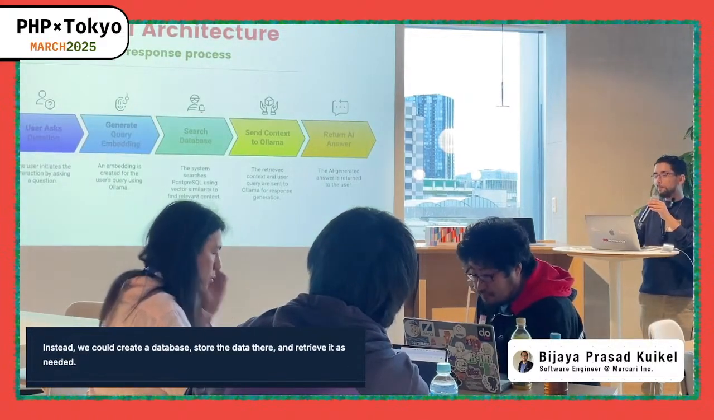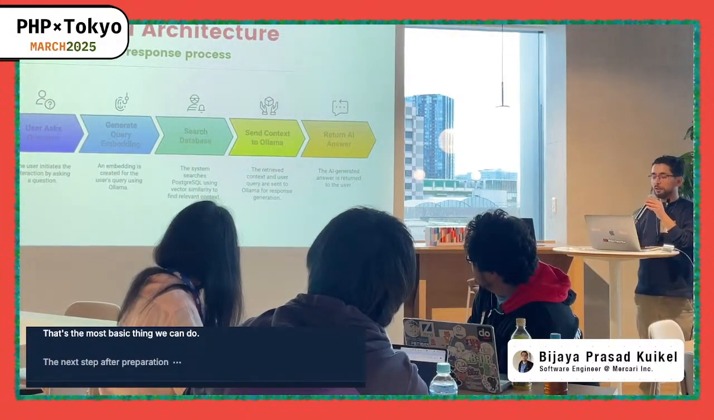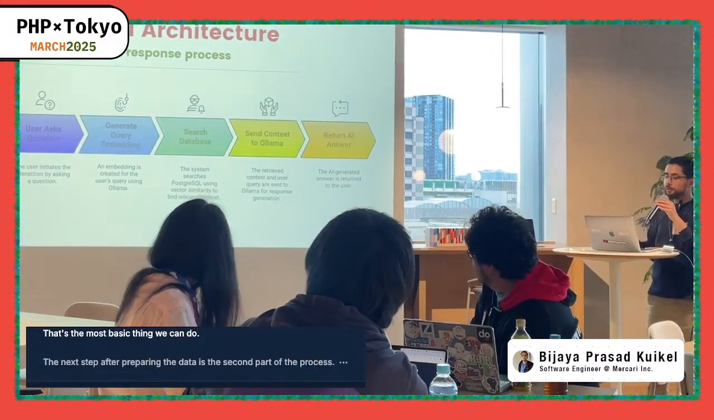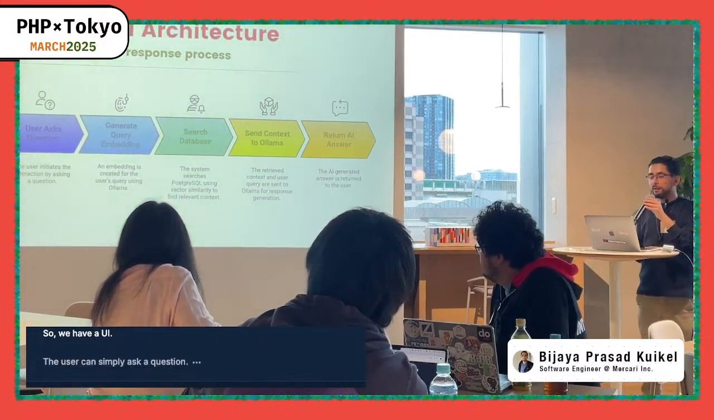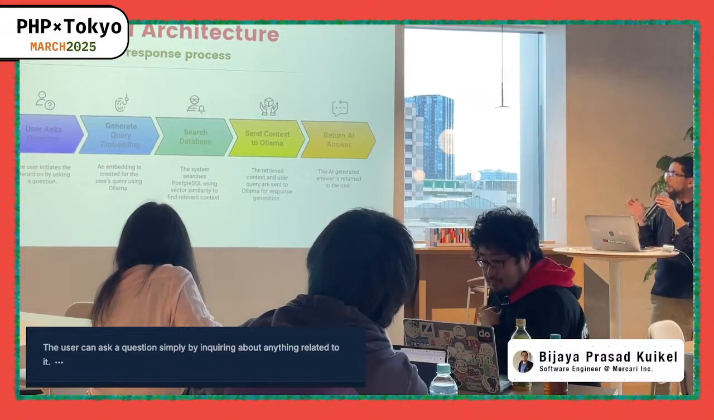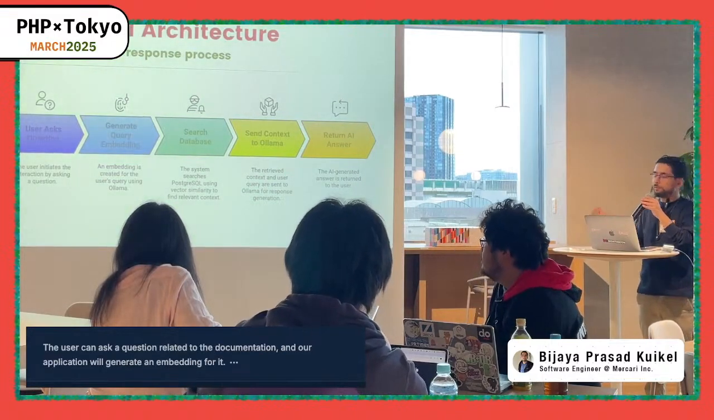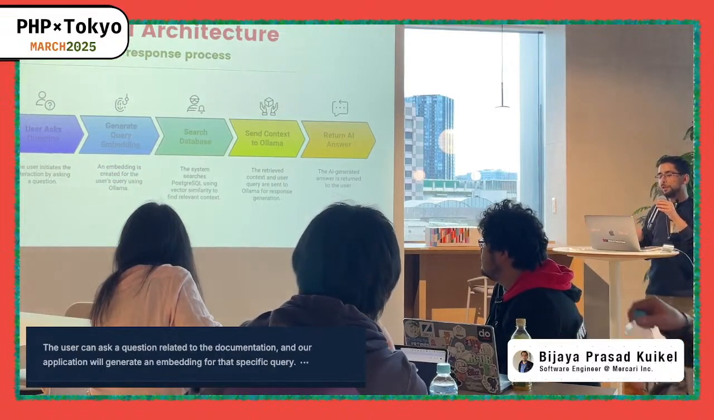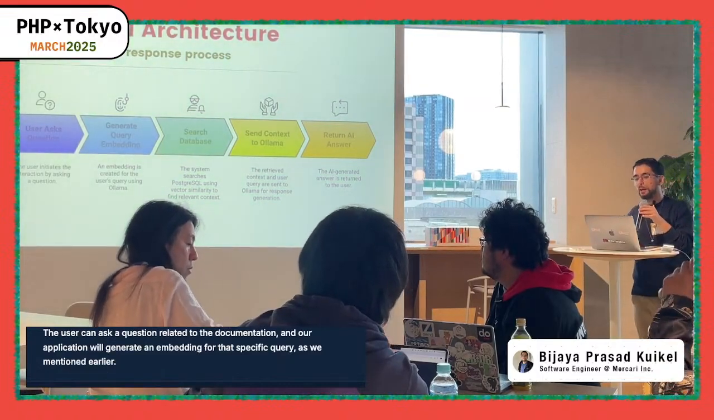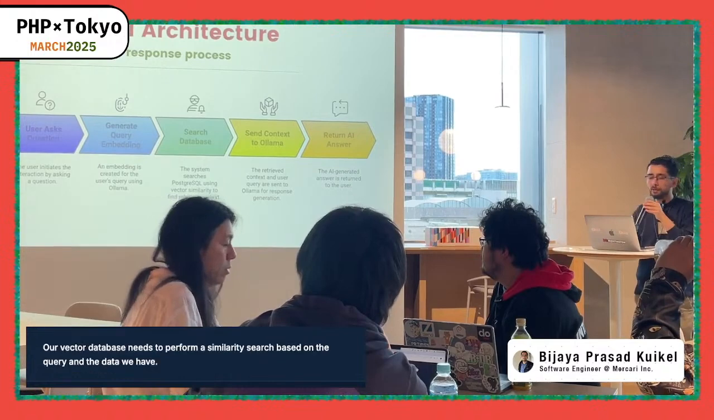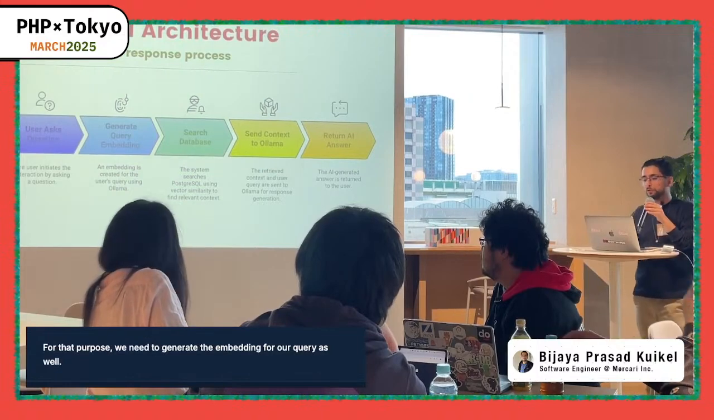So after preparation of the data, this is the second part of the architecture. This is where the UI comes in. So we have a UI. The user can ask a question related to that documentation, and then our application will generate an embedding for that particular query. Because as we mentioned, our vector DB needs to perform some sort of similarity search based upon the query that we have and the data we have. So for that purpose, we need to generate the embedding for our query as well. Otherwise, it is going to be difficult or impossible to search for similarity.